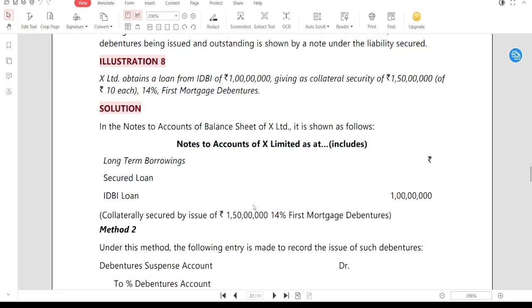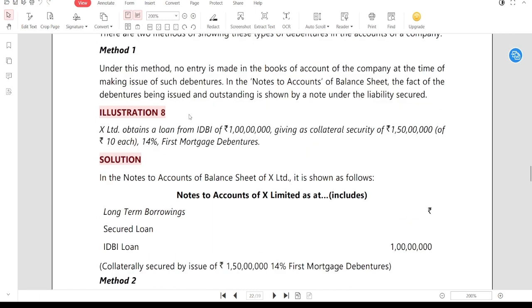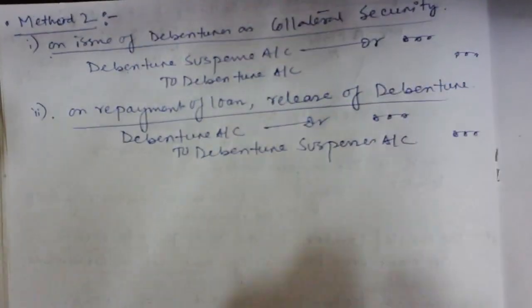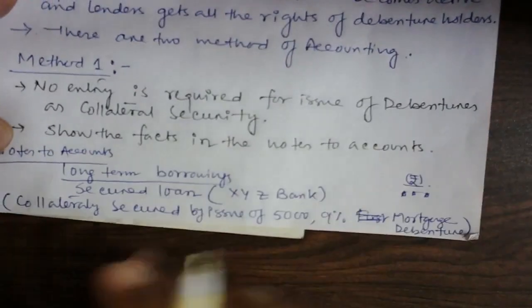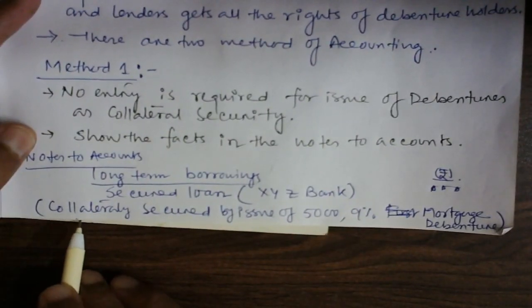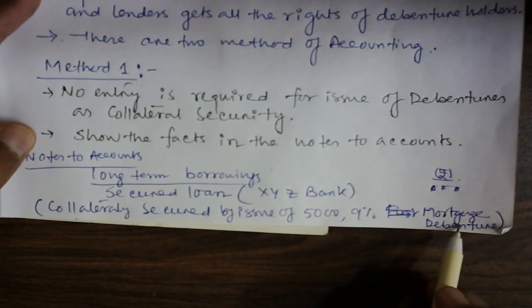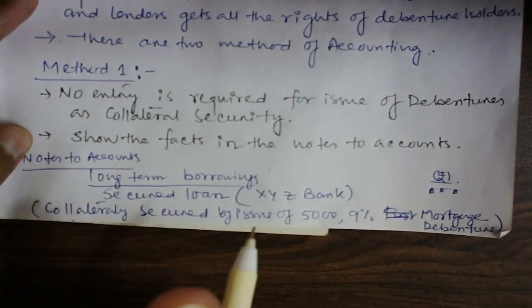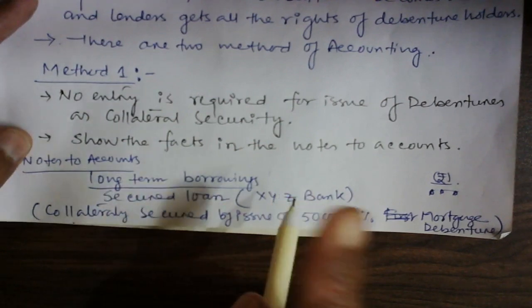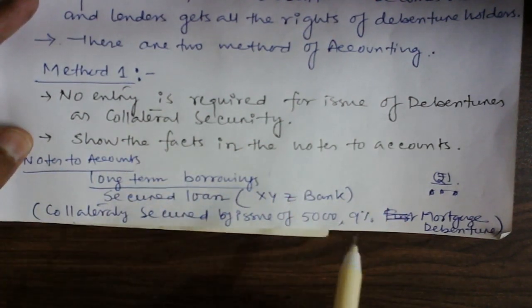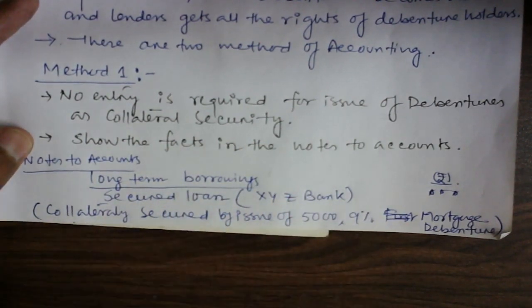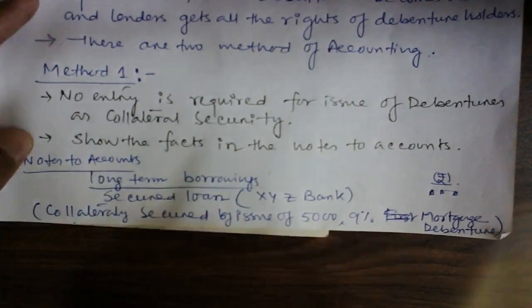Just see the difference of that. In method 1, what we discussed a little while before, see, one time we discussed that we are going to show it like this: collaterally secured by issue of 5,009% mortgage debenture. In the given case, we issued 15 lakhs debenture at the rate of 10 each. Okay, and the debenture coupon rate is 14%. So the same type of things they have written here.